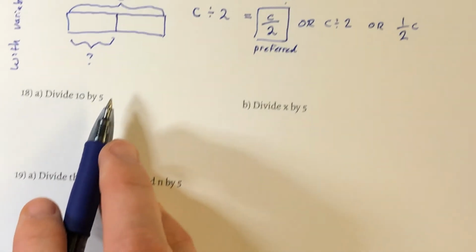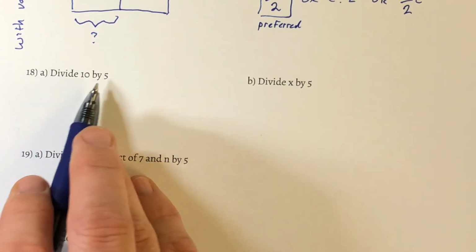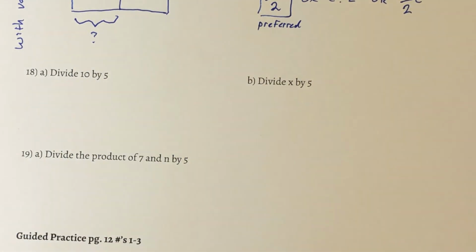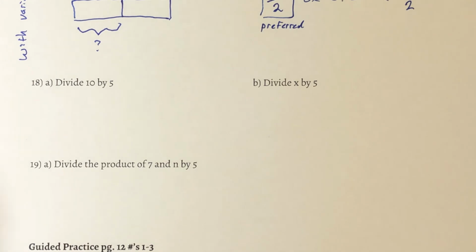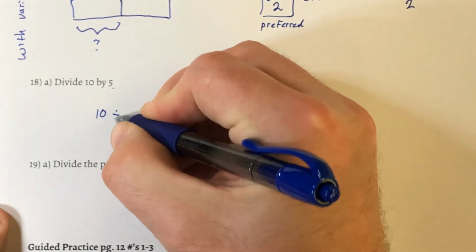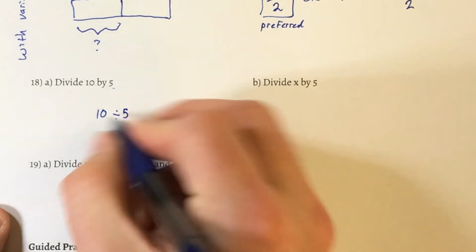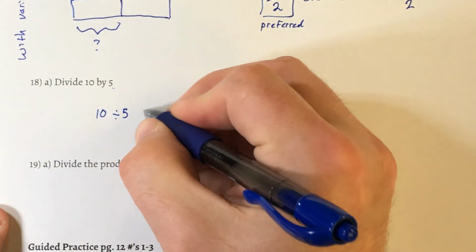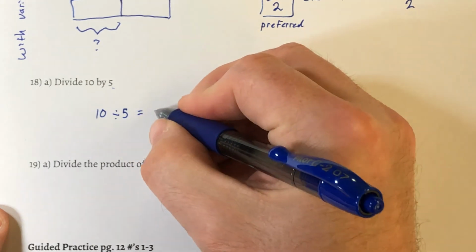Let's do a couple quick examples. Divide 10 by 5. Division can't be done in any order, so be careful with this. So divide 10 by 5, it's telling you to take 10 first and divide it by 5. Can I combine those and do stuff with them? Absolutely, they're both numbers. 5 will go into 10 twice.